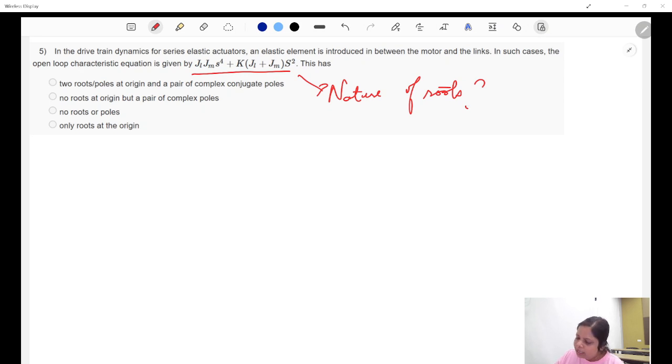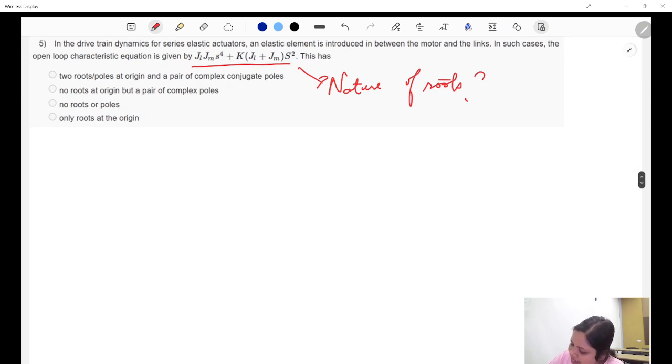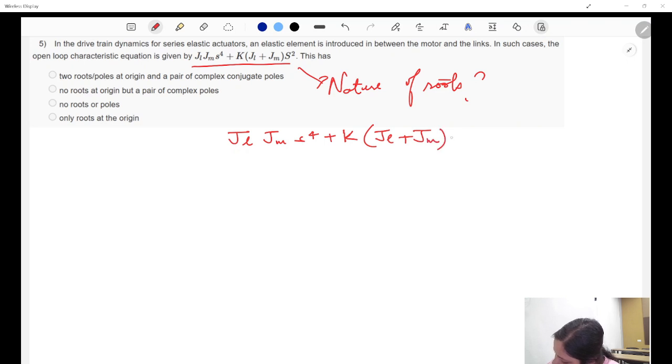Okay, so let's solve this. This S should be small. This is a typo, so it should be small s. Okay. This is your given. Let's factor out the S square.